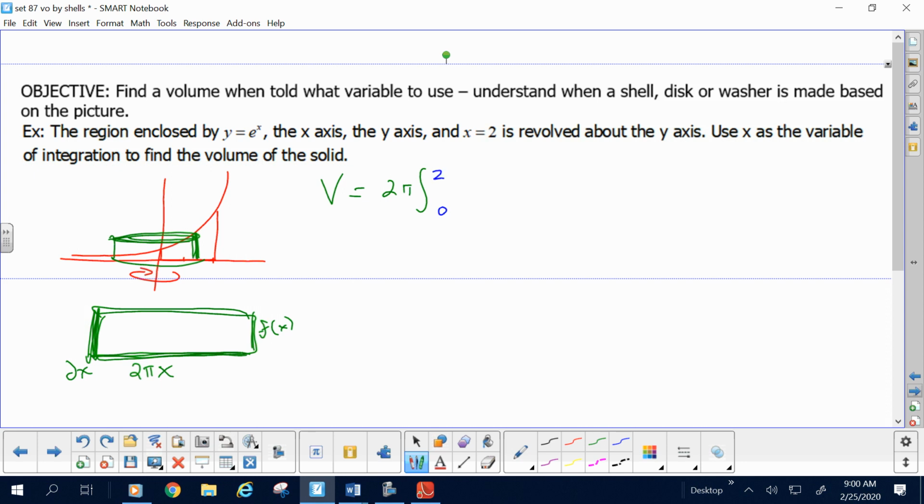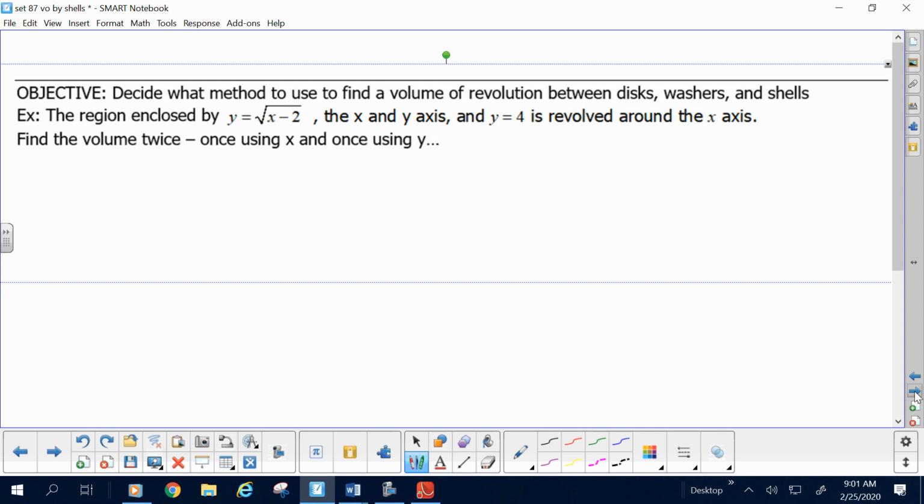Did you use 0 to 2 for your bounds? What's your integrand? x e to the x. And something like 52.709 or 70710, something like that. Yeah? All right. Cool.